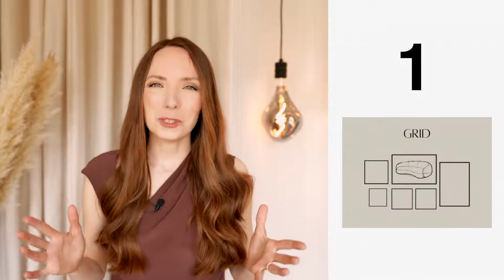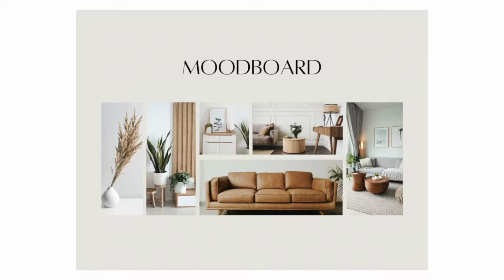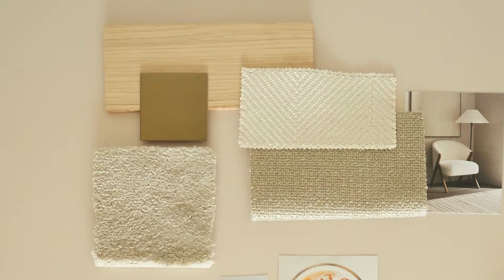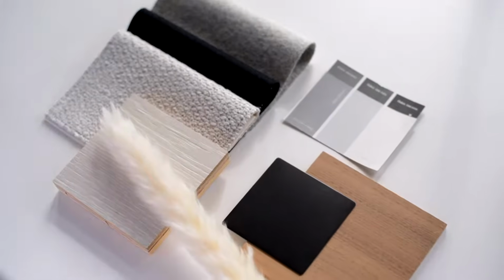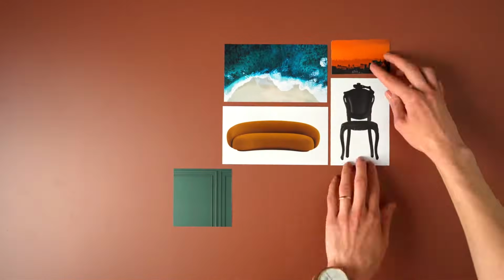Interior design mood board type number 1, the grid mood board. It contains only images side by side like this. This mood board is usually accompanied by a separate finishes board with all your material samples, which is another tool that interior designers use very often. You can also do the grid mood board by hand as well.